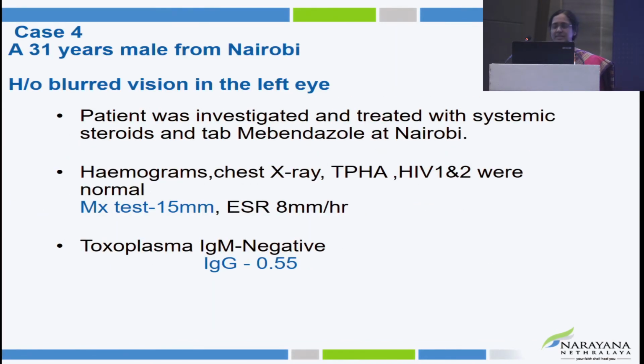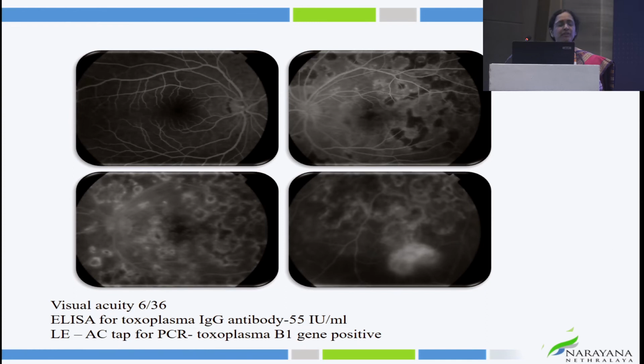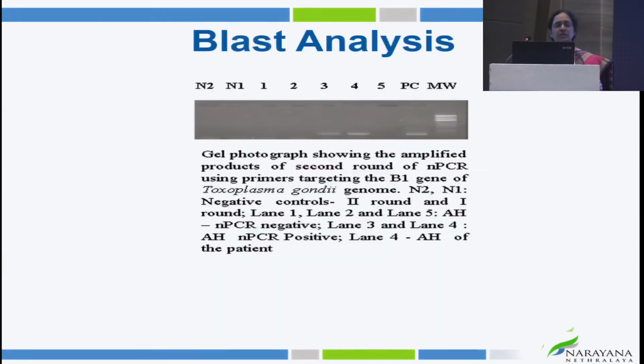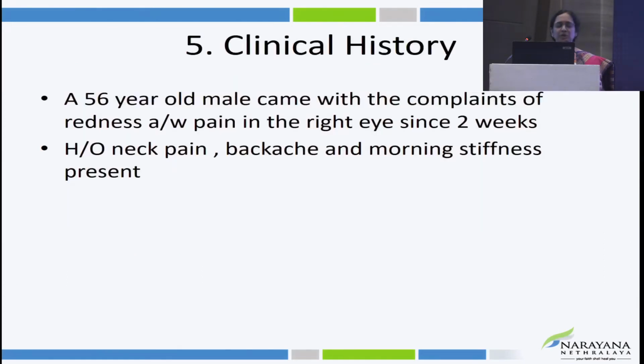The next case is a serpiginous-like choroiditis. As we all know, in India we attribute it secondary to tuberculosis. But this particular patient had toxoplasma serology, and the PCR for toxoplasma was positive. We went ahead and did the blast analysis, confirmed to be toxoplasma. So we treated the patient with anti-toxo therapy and steroids, and he responded well to treatment. So here we reported that serpiginous-like choroiditis can occur secondary to toxoplasmosis in addition to tuberculosis.